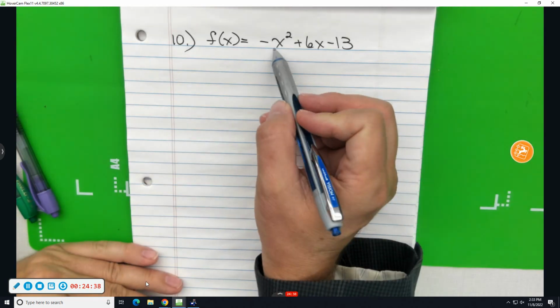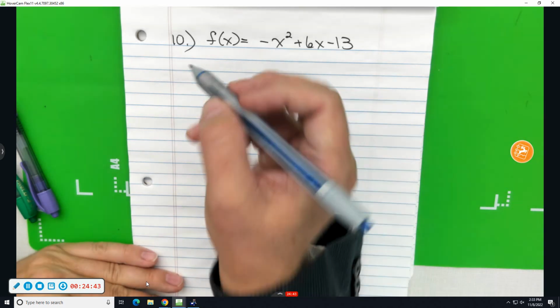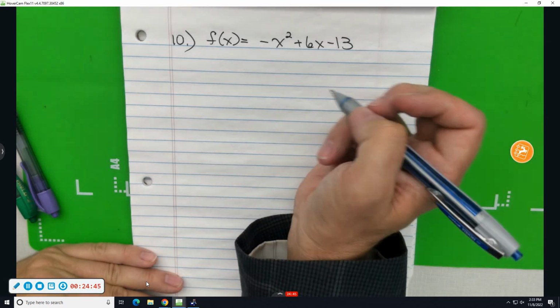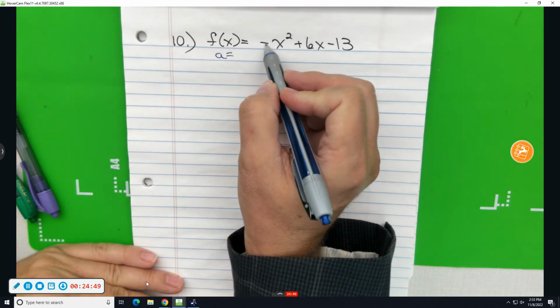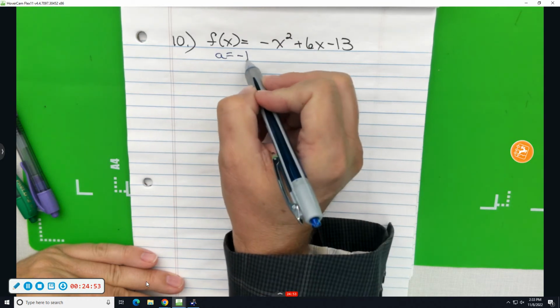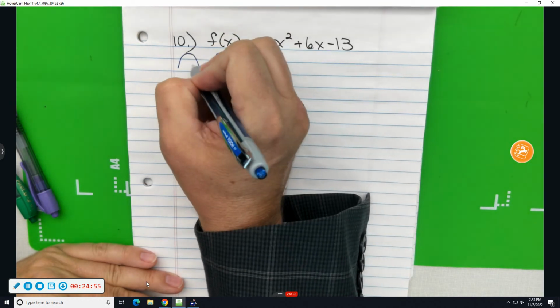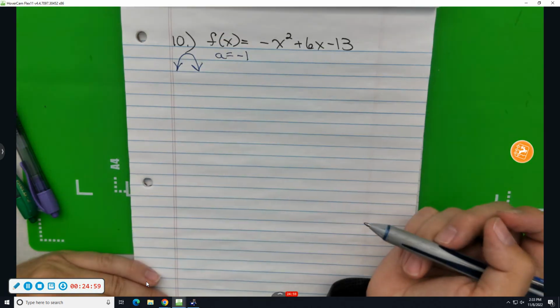The number in front of x squared, I don't see a number there, so what do we assume that a value is? 1. More than 1. Negative, -1. Okay, it's negative, so I expect my graph to be opening downward. Once we draw the graph, it should be opening downward.